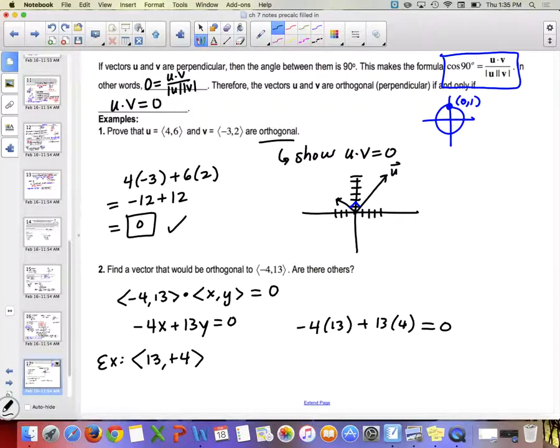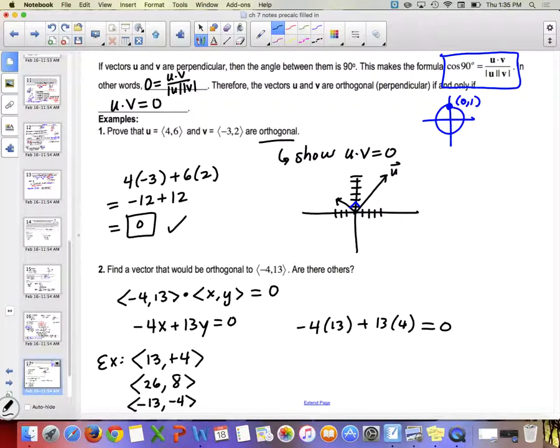All right. Are there others? What if I started it with 26? What would I need for y? 8. Right? What if I had -13? -4. There's an infinite number of them.